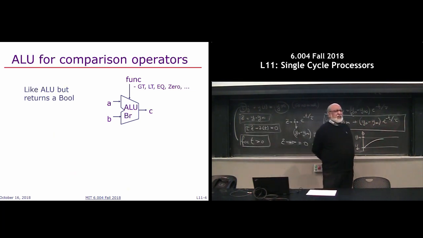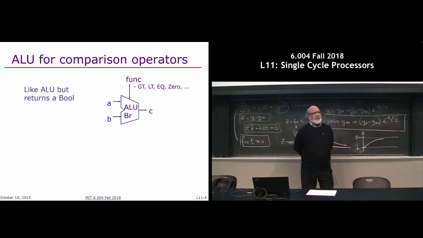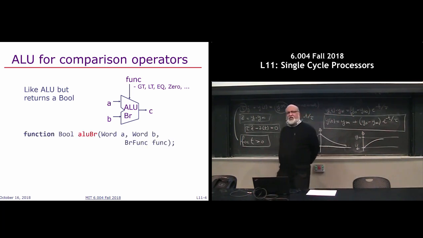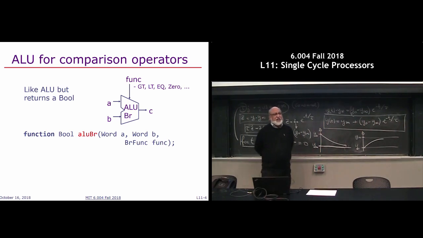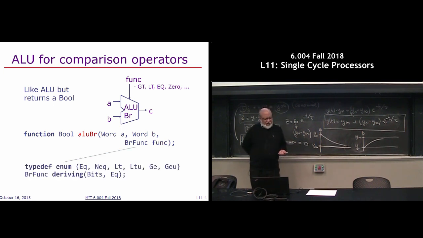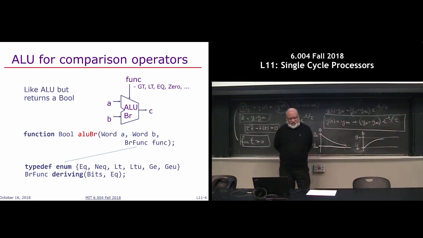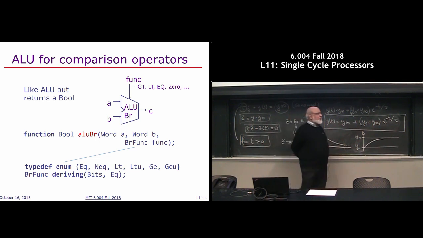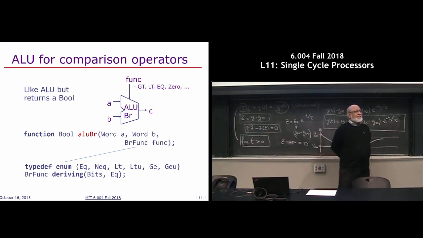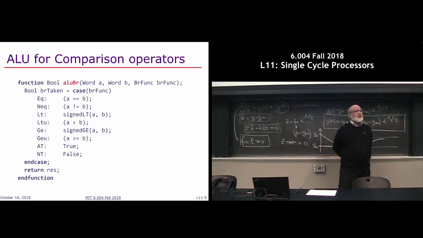We also need a similar ALU for doing comparison operators. The only difference is that this one returns a Boolean instead of returning a 32-bit value. So you take two values and you perform some comparison, and then it returns a Boolean. What kind of comparisons do you perform? It can be equal to, not equal to, less than, less than unsigned, greater than or equal to, etc. So it's very straightforward to implement.